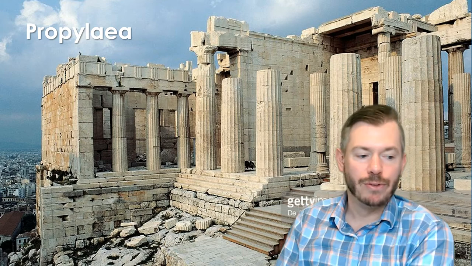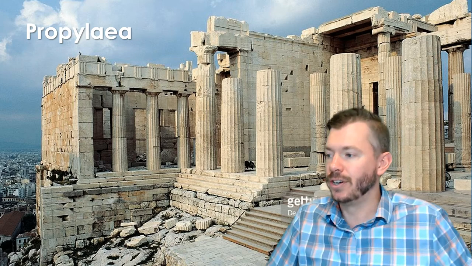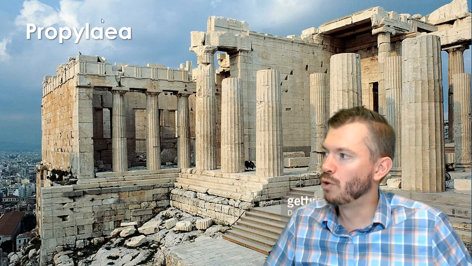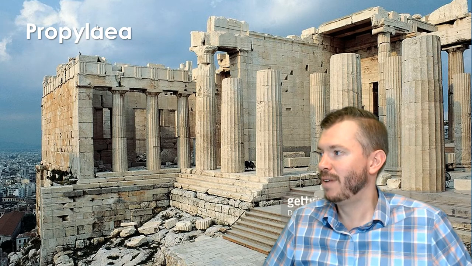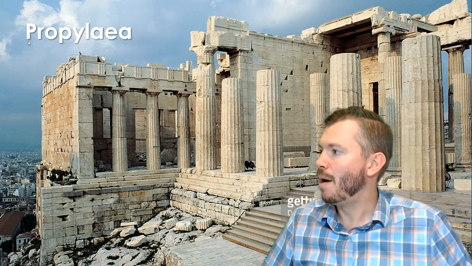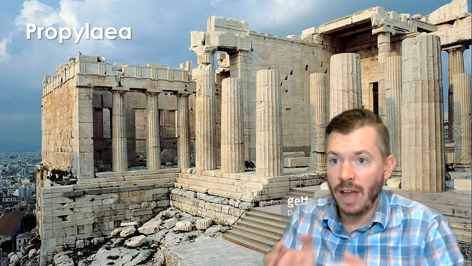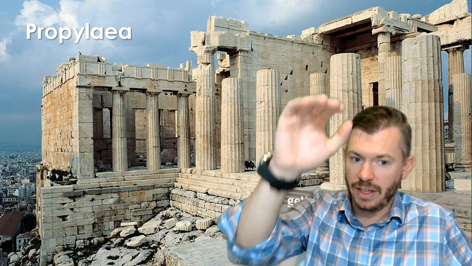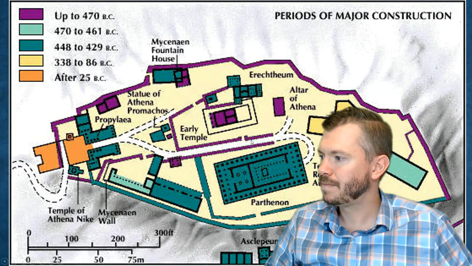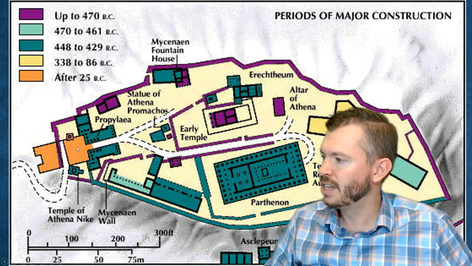Now, what we're going to do here is go through the four major structures on the Acropolis. And we're going to start with where you would have entered. So the entrance gate is known as the Propylaea, which very literally translates as the front gate. Pylaea, pylon, meaning gate. Pro meaning in front, very literally the front gate, and it's this monumental entranceway.